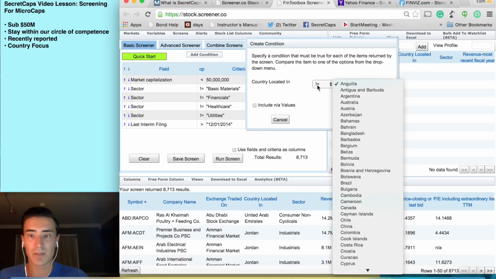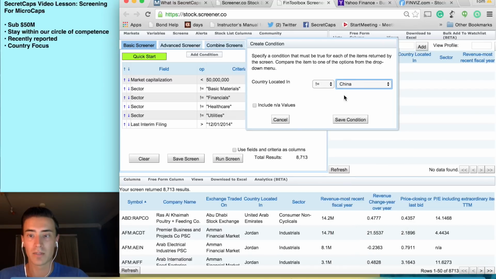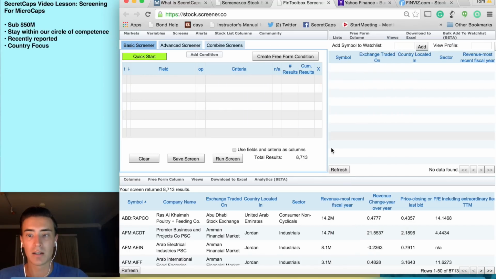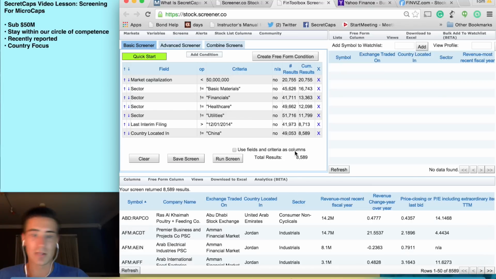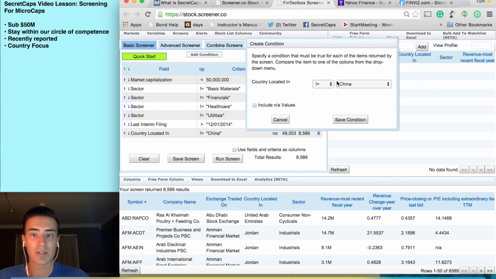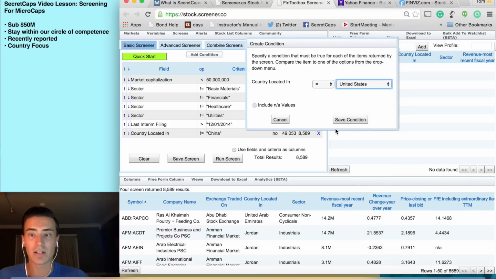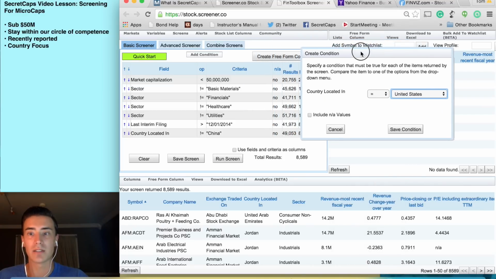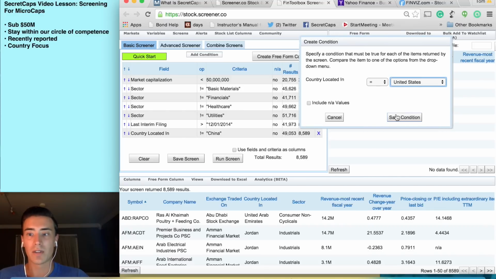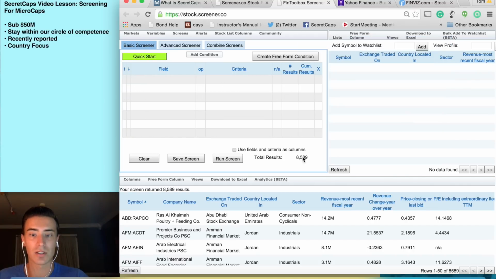So if we do the exclamation point again, we go to China. Now we'll exclude all Chinese companies to see what that looks like. It doesn't really dwindle much down, but it dwindles some out. For this screen right now, we're just going to focus on the United States, so any companies located in the U.S. You could focus on Canada. There's thousands of companies on the Venture and on the TSX that are worth looking at. You could simply change this value to Canada to look at that. But right now we're just going to focus on the United States for this screen, and that'll dwindle it down pretty significantly.